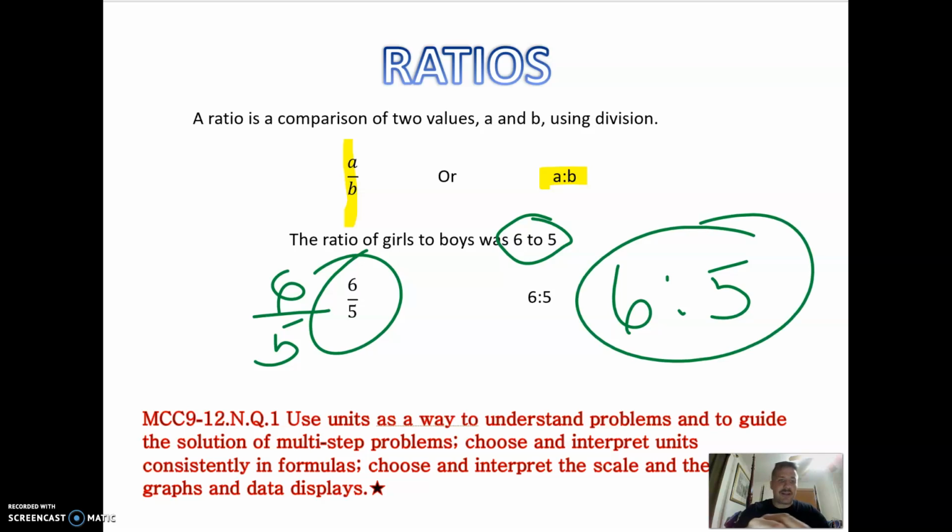But what I want to make sure that I do is that whatever I'm comparing first, I might want to label it off to the side. I'm comparing girls to boys. I might want to do that here. I might want to put G and B. Labeling is very important.